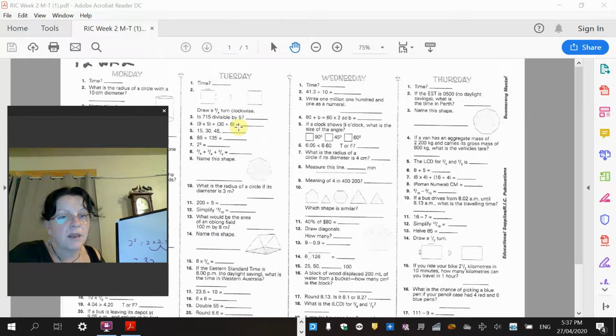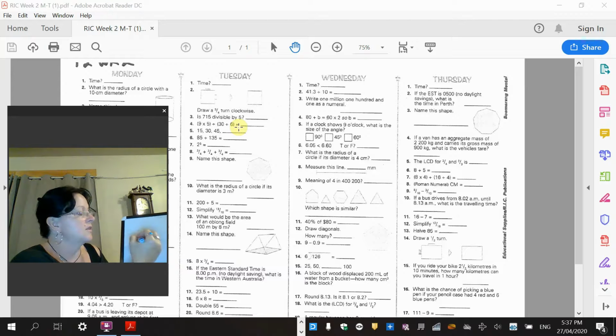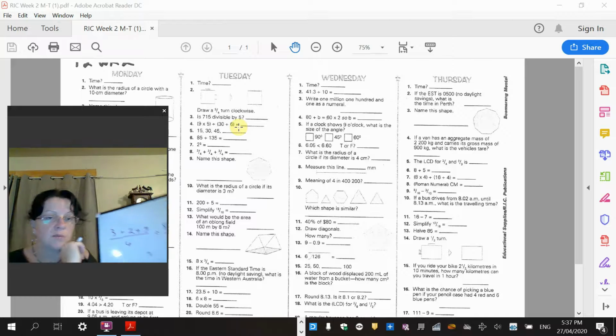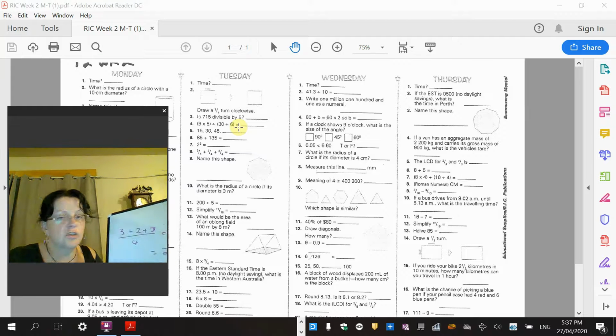So it's 2 to the power of 5. The next one is addition, and it's 3, and they're all over 4, so we don't have to worry about writing the 4 all those times. So 3 plus 2 plus 3. We add them up. 3 plus 2 is 5, plus 3 is 8 over 4. And of course that's an improper fraction, so we need to fix that. So 4 goes into 8 twice.